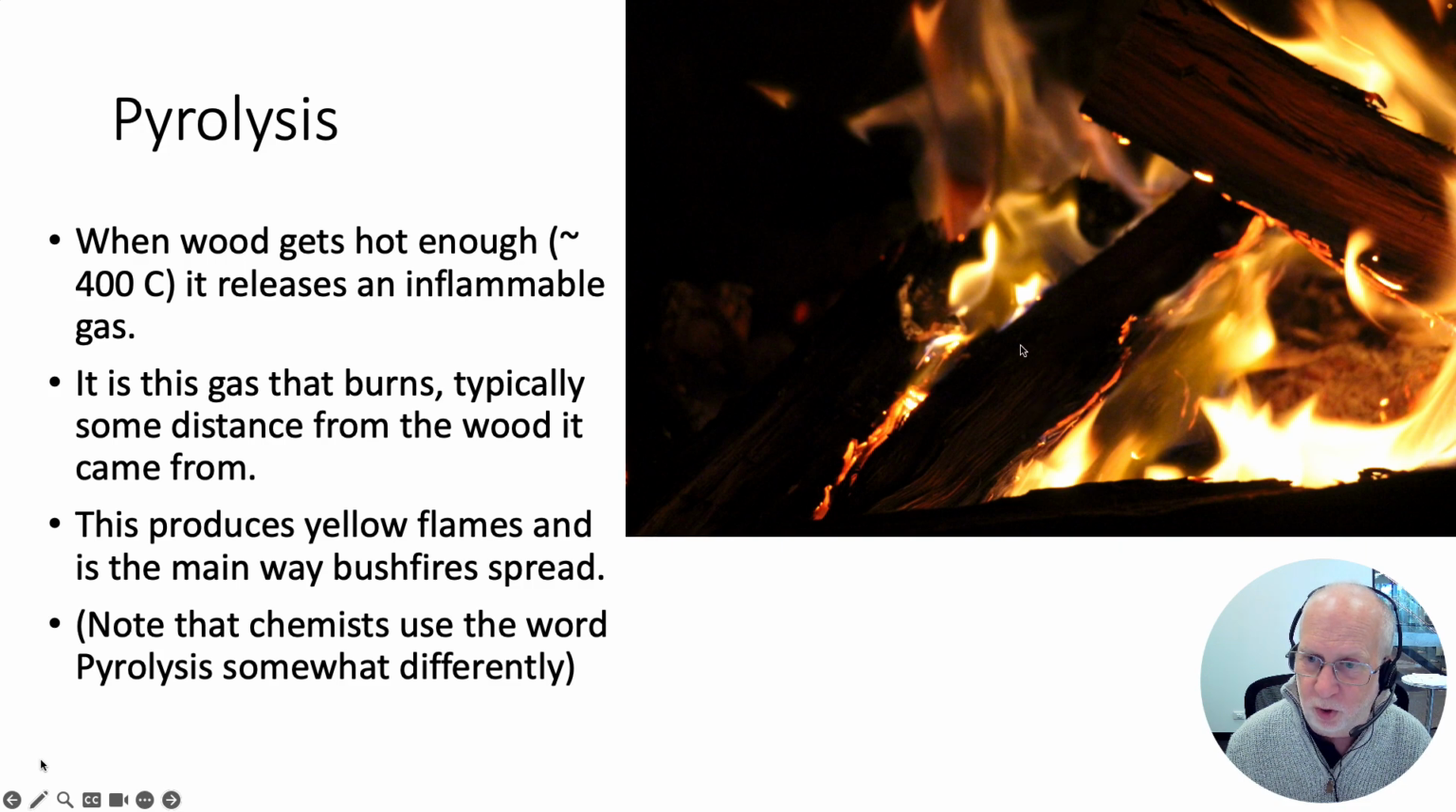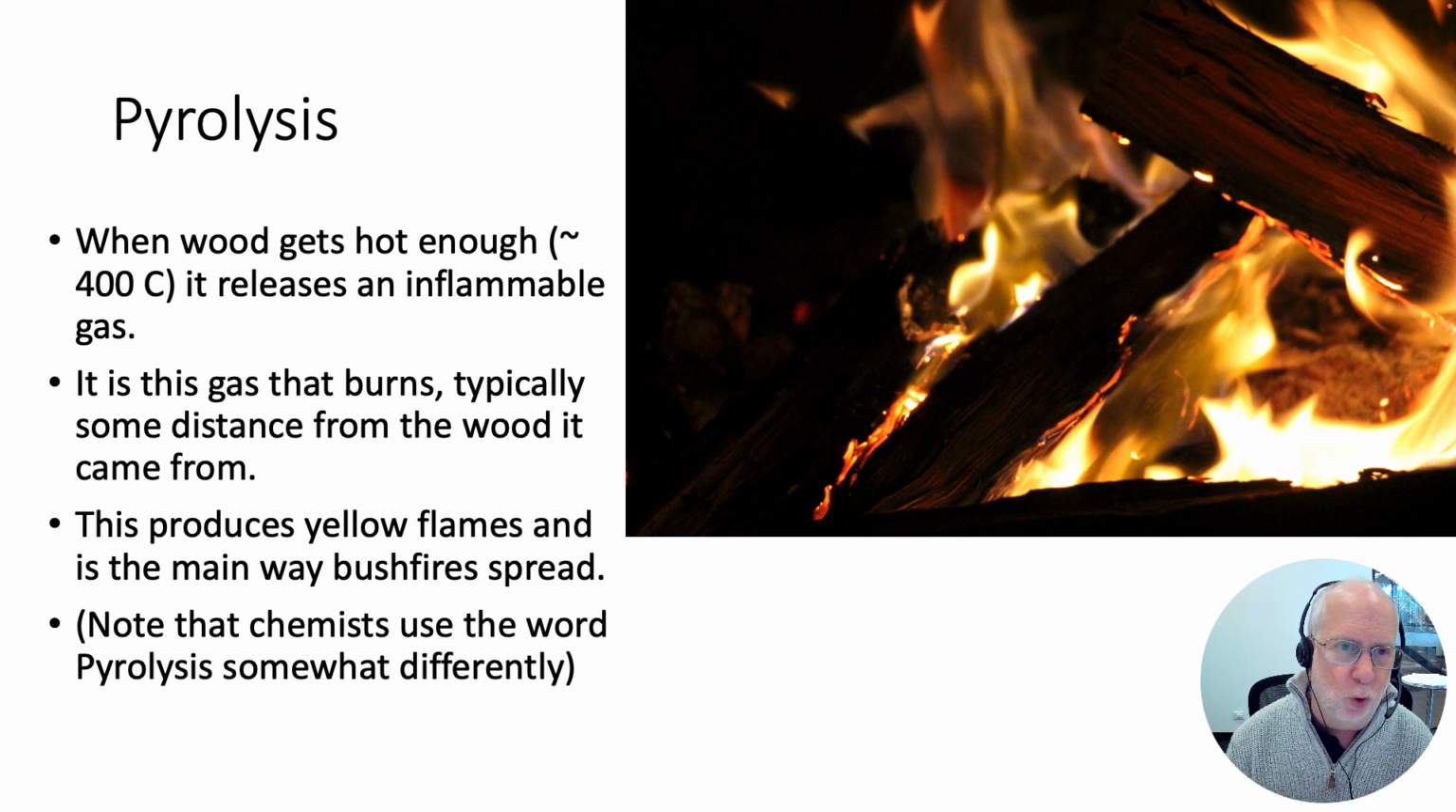What's happening is this wood is very hot. As the cellulose breaks down, it releases the gas, which flows away, then combines with the oxygen at some distance away from the wood and burns, producing the flames. And this is the one that dominates in bushfires, at least the spread of bushfires.